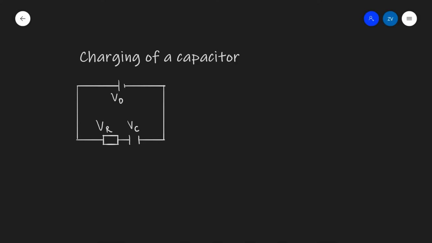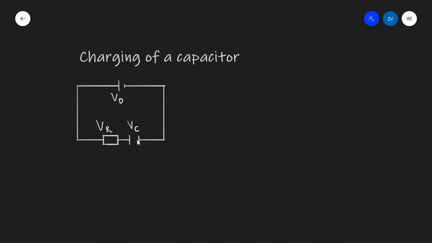Finally, let's have a look at the charging of a capacitor. In order to do so, let's imagine a circuit of EMF V0 that we've connected to a resistor R and a capacitor which is initially not charged. As soon as this circuit is connected, this capacitor will start charging.